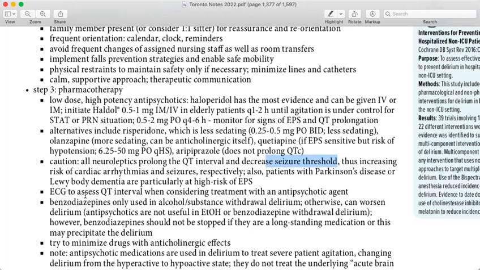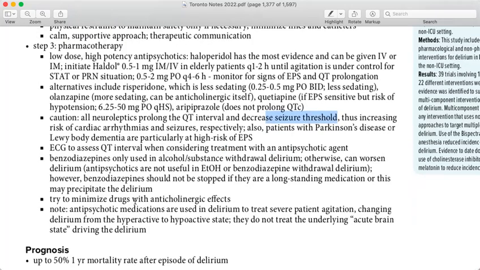Benzodiazepines can also be used because they are sedatives and can induce sleep. Try to minimize drugs with anticholinergic effects. Note that antipsychotic medications are used in delirium to treat severe patient agitation. Holding down with physical restraints is only done if the person is trying to harm you and you are unable to control that person with medication. First thing is medication, and then physical restraint. But if you think the danger is greater and you are unable to control it with medication, then use physical restraints.